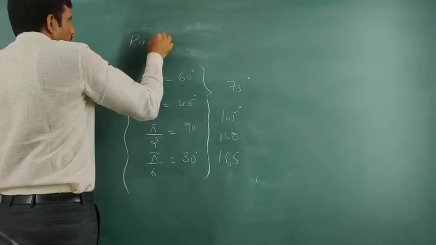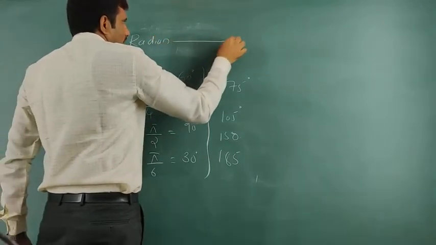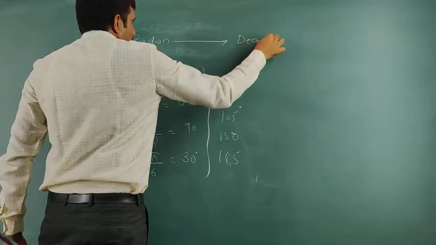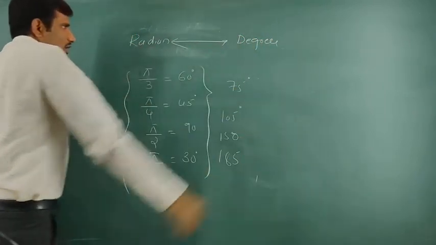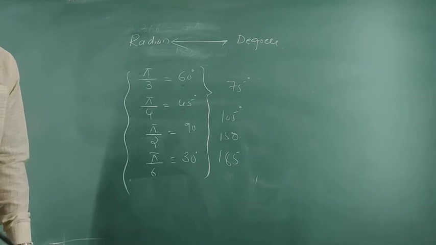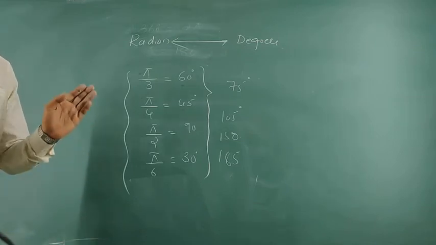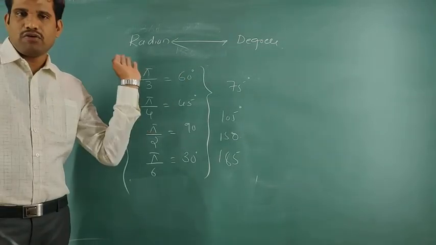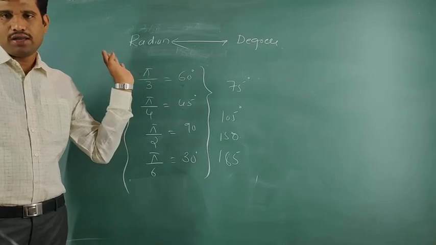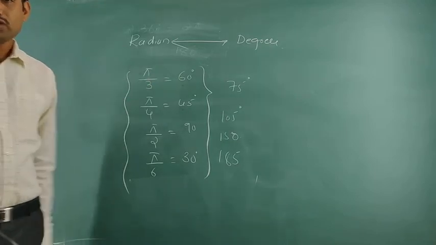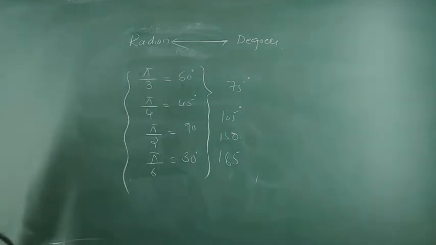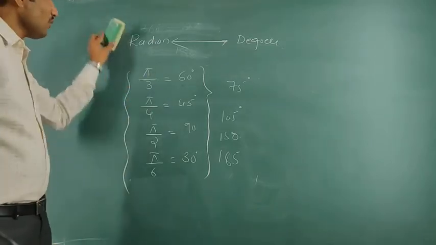Definitely there is one problem on this in the exam. We can convert angles in radians to degrees, and similarly we can convert angles in degrees to radians. Is it clear, students? So now we see conversion of angles from degrees to radians and radians to degrees. Now how to convert here?